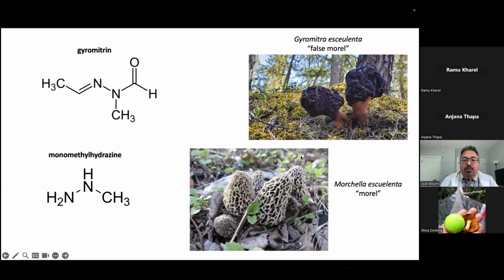So the mushroom the patient believed they were eating is the morel on the bottom here, but they actually ate the mushroom on the top, Gyromitra species, the false morel. These mushrooms can very much resemble morel mushrooms, and morel mushrooms are a highly sought after edible.